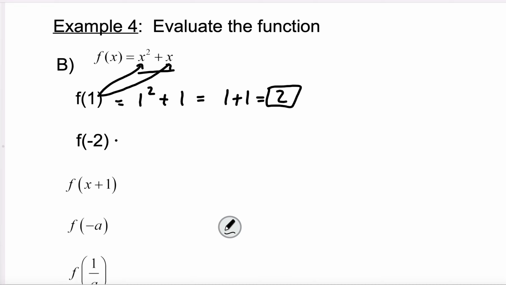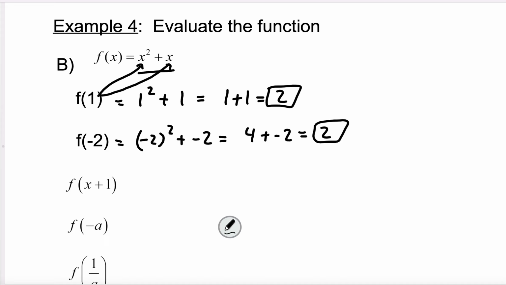f of negative 2. So now take negative 2 and plug it in there for the x. So negative 2 squared plus a negative 2. What's a negative 2 squared? It's negative 2 times negative 2, which is 4. And plus a negative 2 is 2. So f of negative 2 is 2.